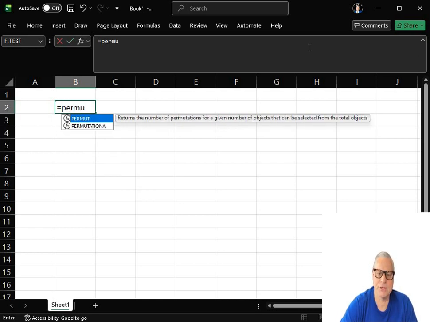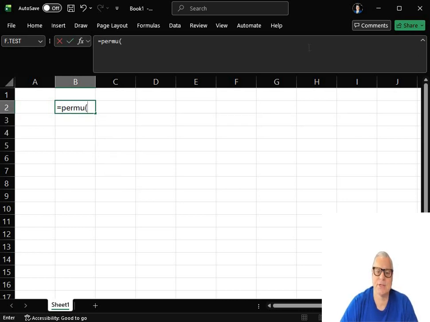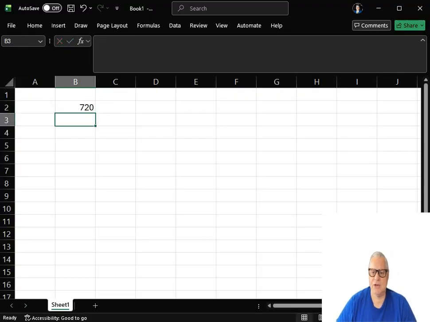In Excel the formula is PERMUT, and it's again number 10, number chosen 3, and 720.